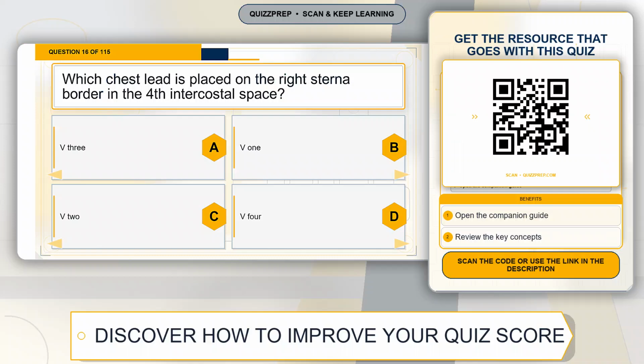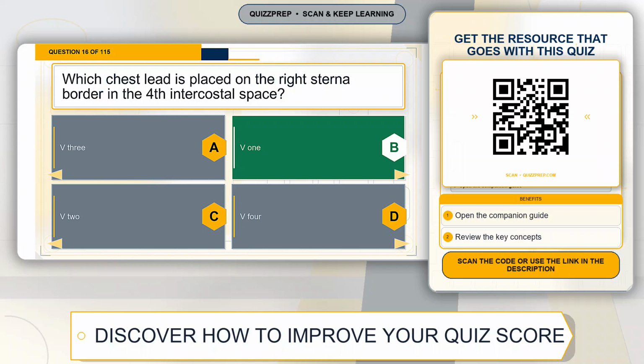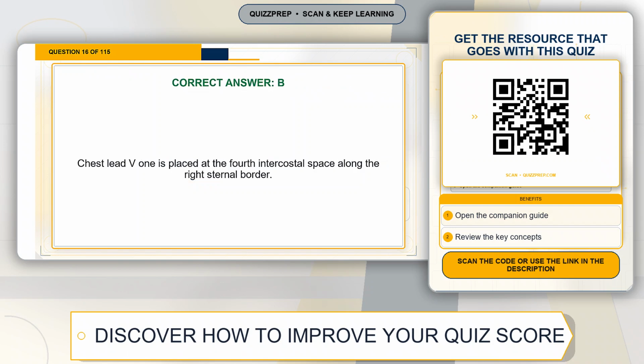Question 16. Which chest lead is placed on the right sternal border in the fourth intercostal space? Option A, V3. Option B, V1. Option C, V2. Option D, V4. The correct answer is option B, V1. Explanation: chest lead V1 is placed at the fourth intercostal space along the right sternal border.